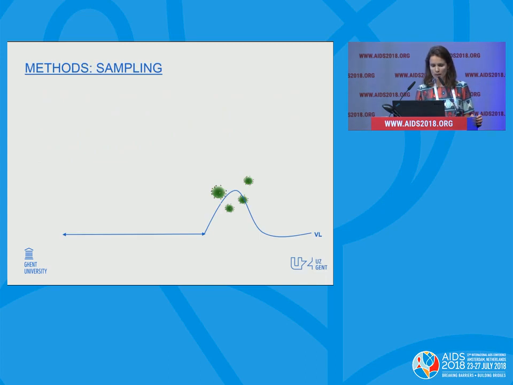Basically, the first sampling time was when the patients were on stable ART, so they were all suppressed patients with a viral load that was undetectable at inclusion with good CD4 counts. The first PBMC collection was done at that point by leukapheresis.